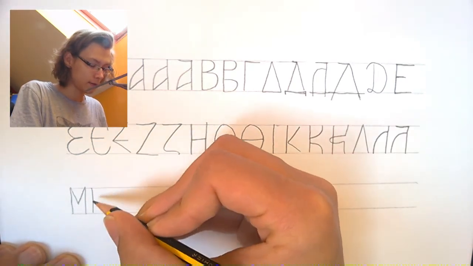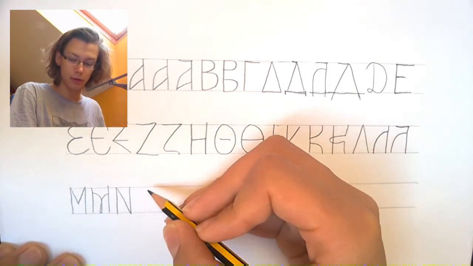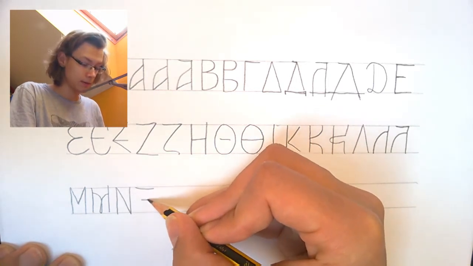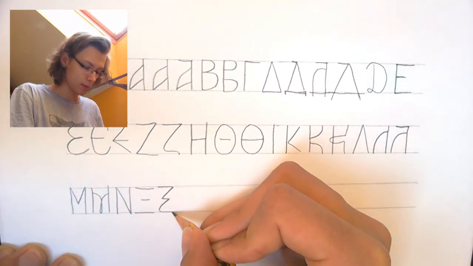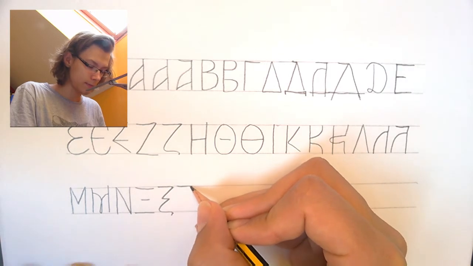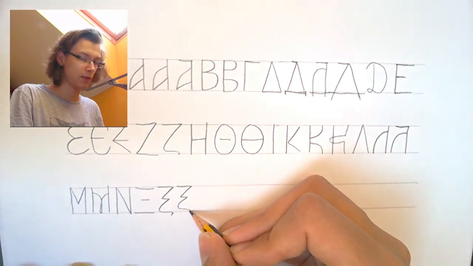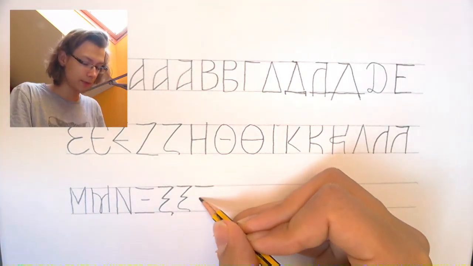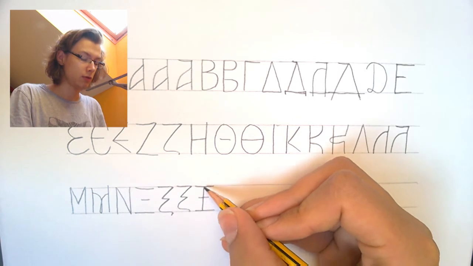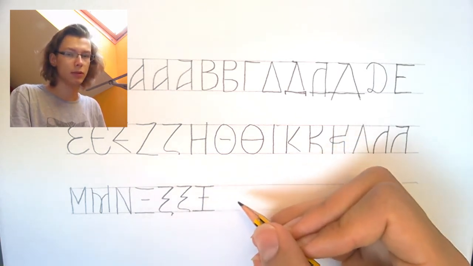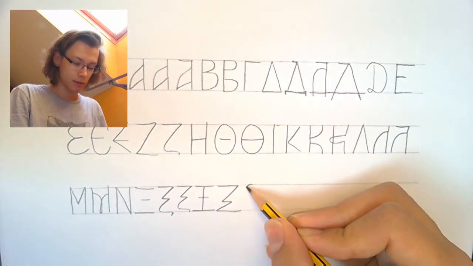Mu. Monastery version. Ni. Nu. Xi. Monastery version. This should actually be like that, so it meets the baseline with the tip of the tail. Okay, in some fonts, Xi has a vertical cross stroke to connect the letters so that the letter doesn't look discontinuous. Or it can also look like that, so like a zeta with an additional break.